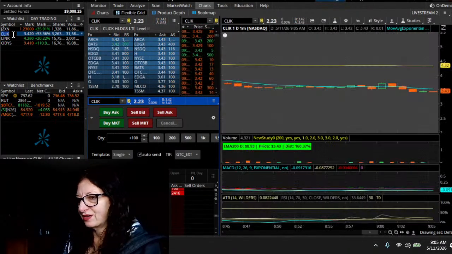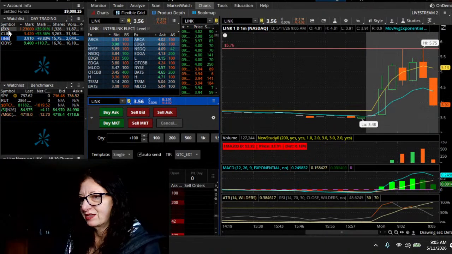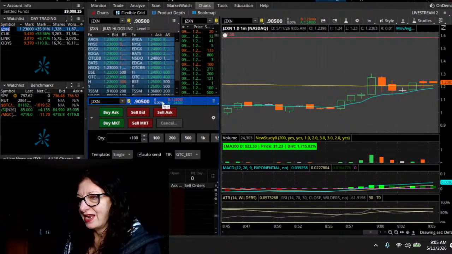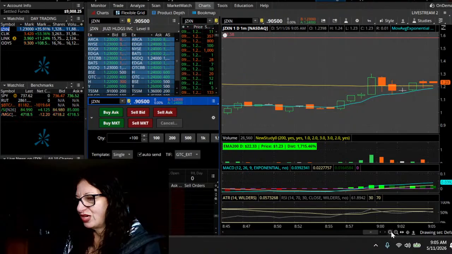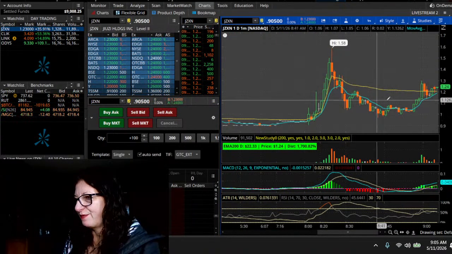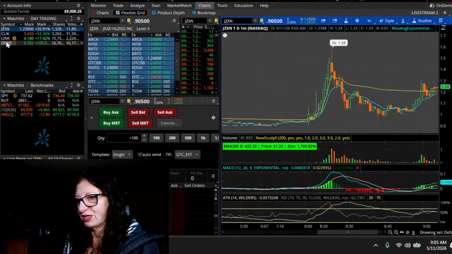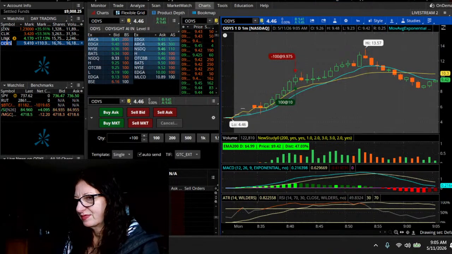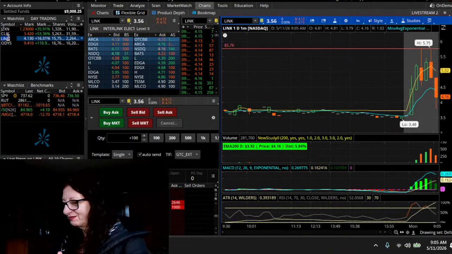LINK is back. Nope. LINK. JZXN popped up above VWAP, but didn't really make a move. I don't know, everything's kind of like, eh.